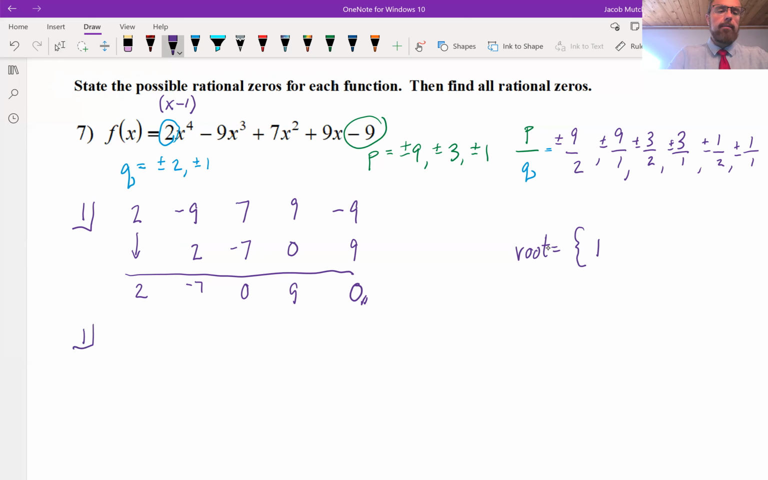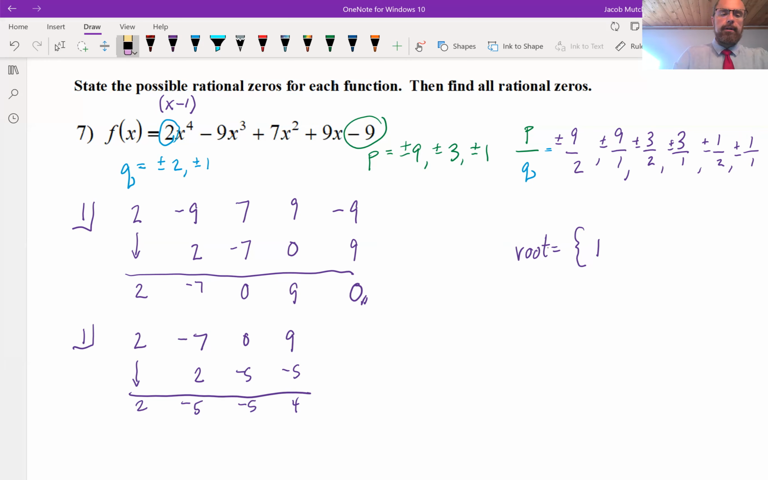So we'll put 2, negative 7, 0, and 9. So I'm just starting with my quotient for the second division. Put my division line, drop down the 2. So 1 times 2 is 2. Negative 7 plus 2 is negative 5. 1 times negative 5 is negative 5. 0 plus negative 5 is negative 5. 1 times negative 5 is negative 5. 9 plus negative 5 is 4. So you can see it didn't work.